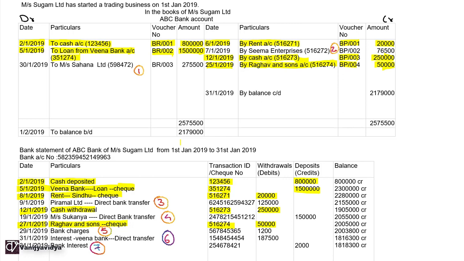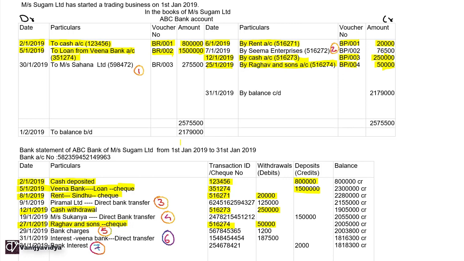First we'll prepare a bank reconciliation statement. Either you can begin with the balance as per your bank account and then move from bank account to bank statement or vice versa. Now here we are given the balance as on 31st Jan 2019 as per your books of accounts as well as bank statement. So we can always cross verify whether our bank reconciliation statement is correct.